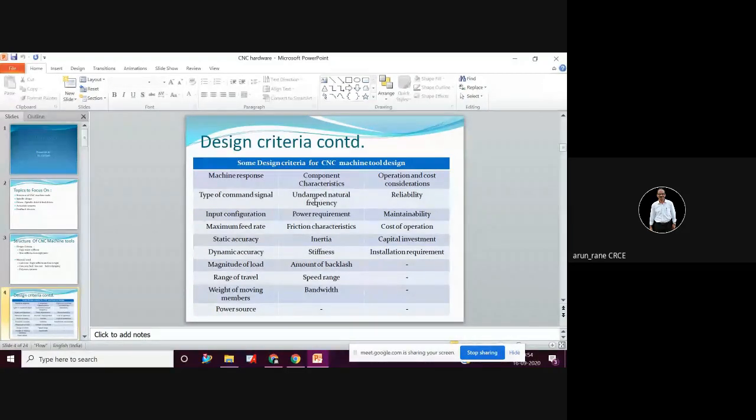Undamped component, undamped to natural frequency. Power requirement, that is, it should take the lowest power, and at the same time it should cut more also.